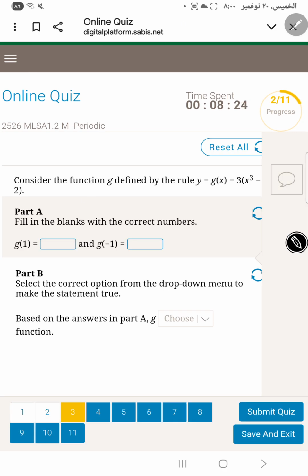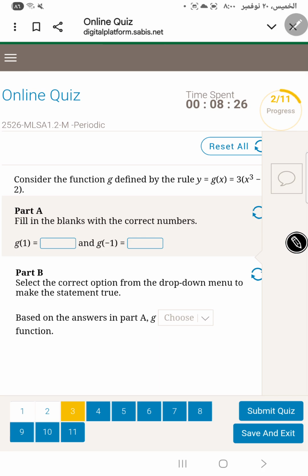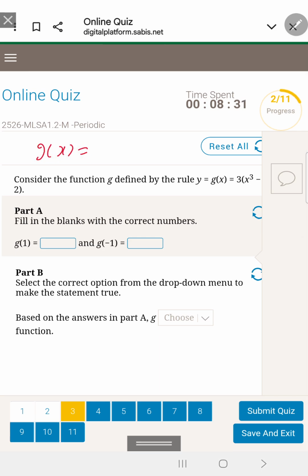Here you have the function g of x. G of x is equal to 3 multiplied by x cubed minus 2. So if you want to find g of 1, you replace 1. 1 minus 1 cube 1 minus 2 is -1 times 3, you get -3. And then g of -1, -1 cube is -1, -2 is -3, times 3, you get -9. Clearly this function is neither odd nor even.